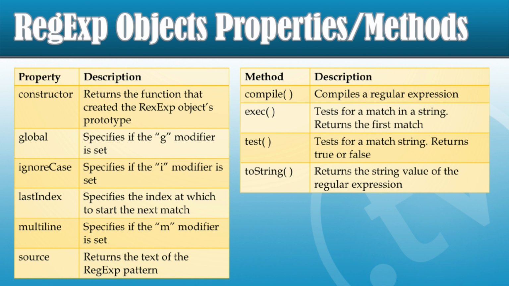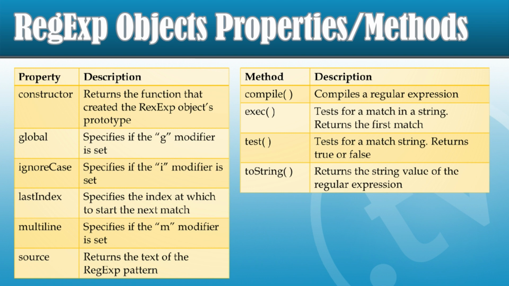You have 4 methods available. Compile compiles a regular expression. Exec tests for a match in a string and returns the first match. Test tests for a match in a string and returns true or false. ToString returns the string value of the regular expression.